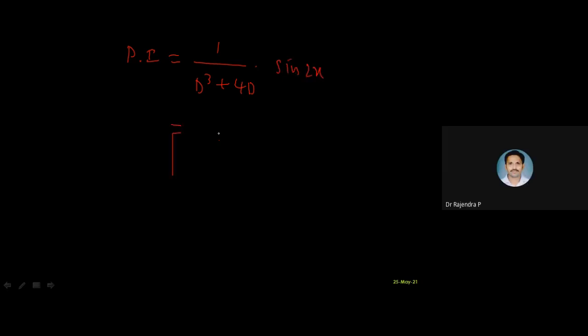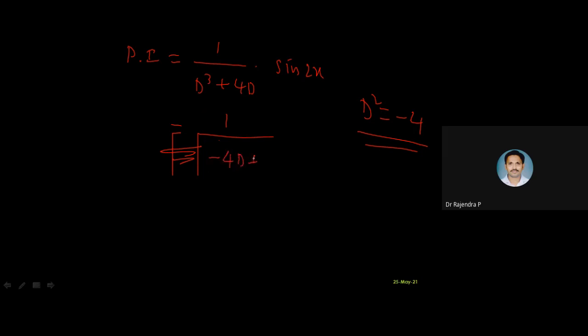What should we do now? Substitute D square. Very good, so we need not write D square into D; you substitute only in place of D square. D square is equal to minus 4, so we get minus 4D.